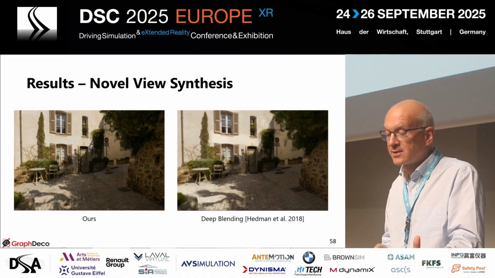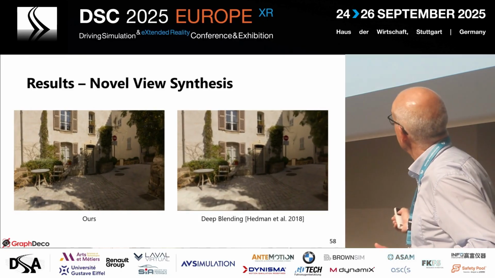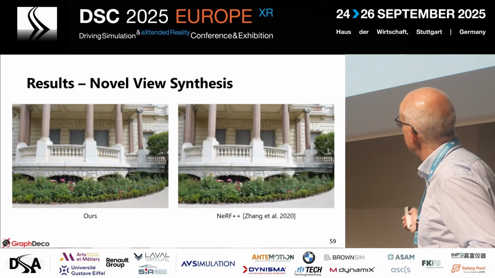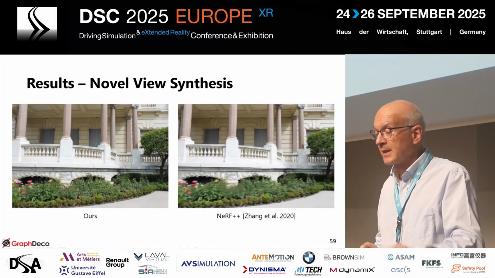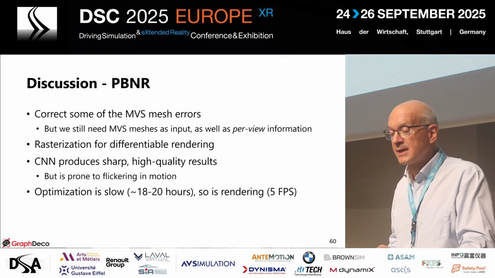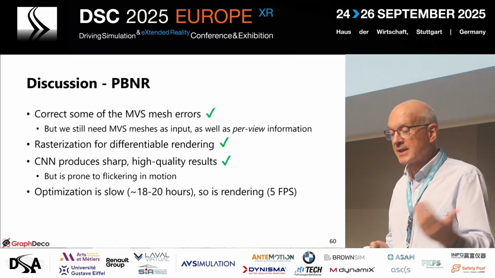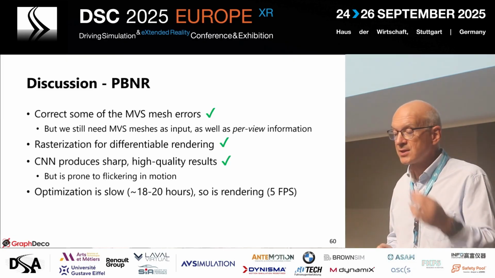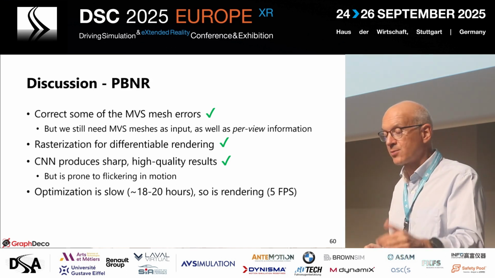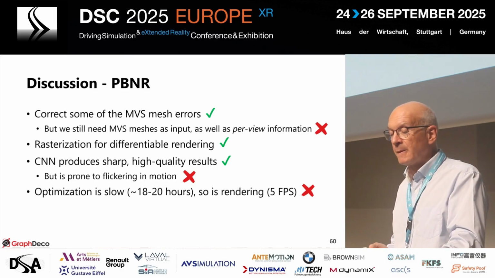And compared to the state-of-the-art at the time, we have much better quality in the vegetation, and even compared to NeRF, we had better results. So if we look at this first result of that PhD, we were able to correct some of the MVS errors. We have rasterization for differentiable rendering, and the convolutional neural network provides sharp, high-quality results, but we still need per-view information.